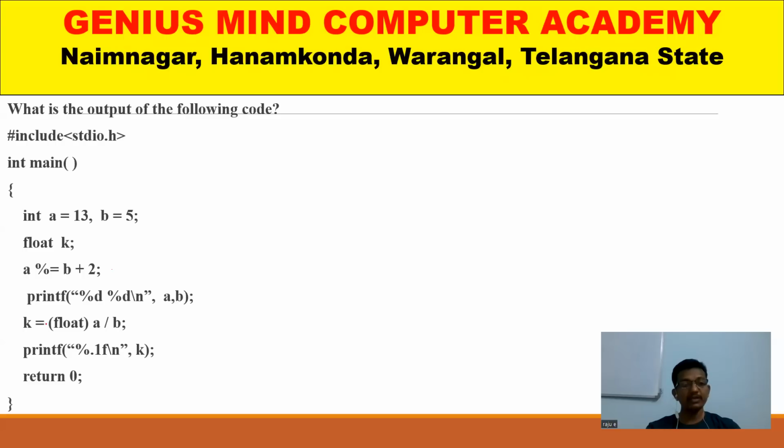Then in the next statement we have another expression k equals to float of a slash b. Then in the next statement we print the value of k. So this is the given problem and we need to find out answers for a, b and k.